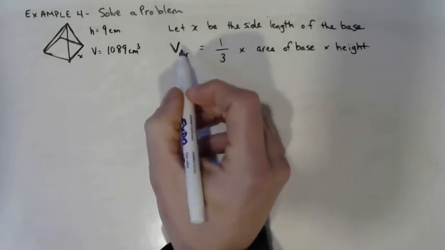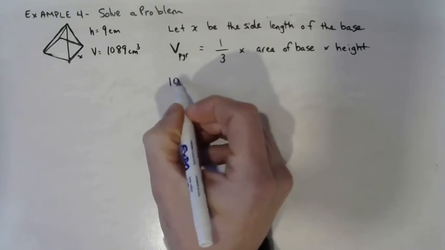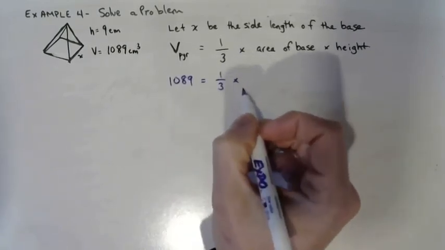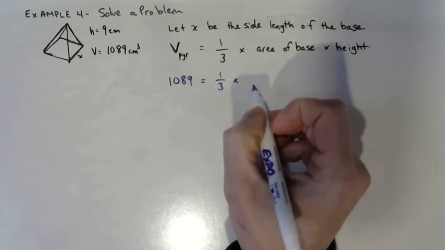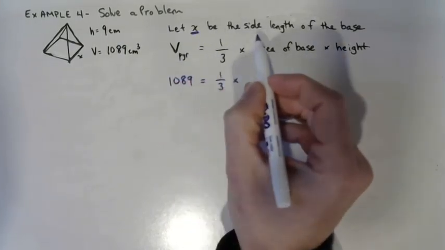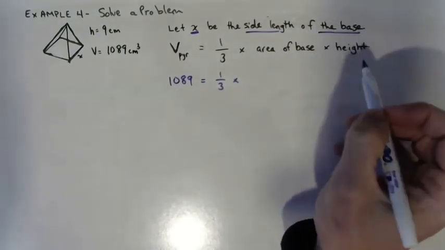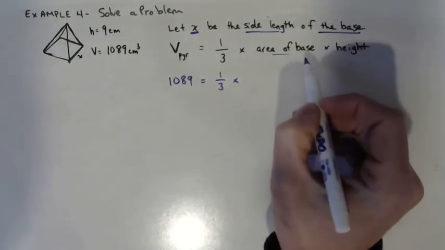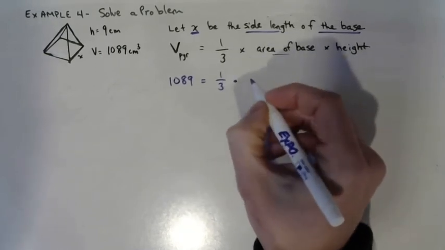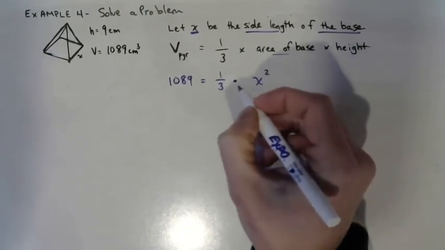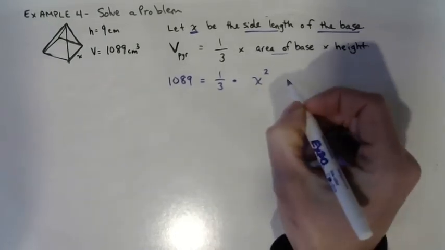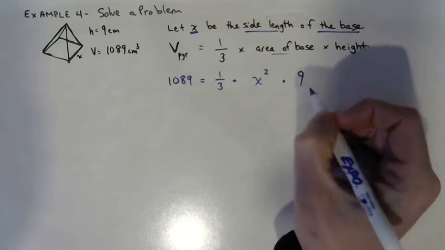All right, here we go. Subbing in what we know. We're given the volume, 1,089 equals 1/3 times the area of the base. The area of the base we don't know, but we did let x be the side length of the base. So the area of the base is x times x, or x squared. I'm going to use a dot there so we don't get it confused. A dot just means multiplication, okay? X squared is the area of the base, and we are given the height is 9.